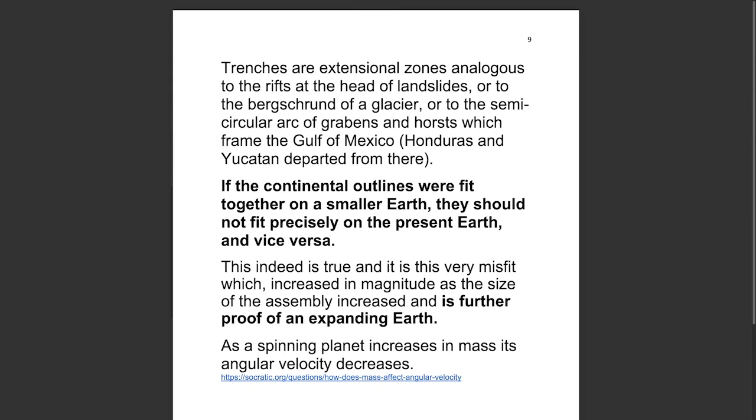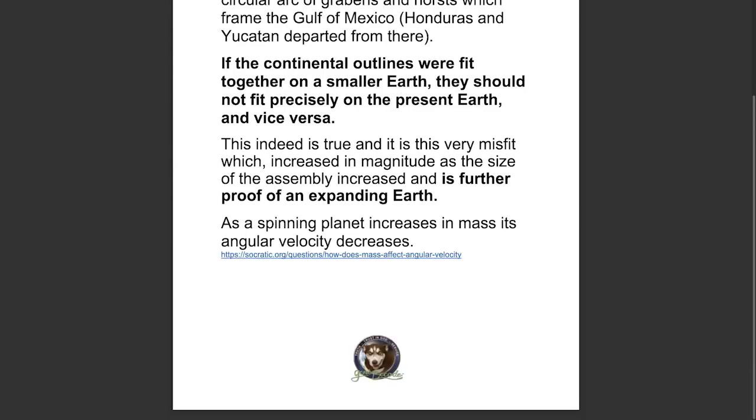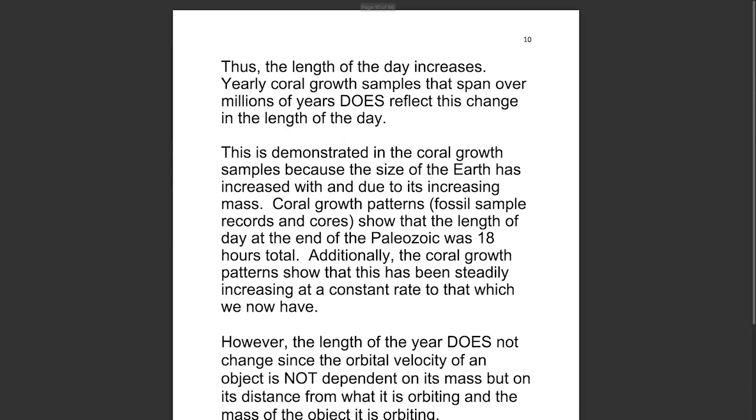A spinning planet increases its mass as angular velocity increases. You can go to this link and it will explain the math of that to you. You can see the link there. Thus, the length of the day increases, and this has been shown in yearly coral growth samples that span millions of years. It does indeed reflect the change in the length of the day. This is demonstrated in coral growth samples because the size of the Earth is increasing with and due to its increasing mass. And I'll go into why the mass is increasing as well.